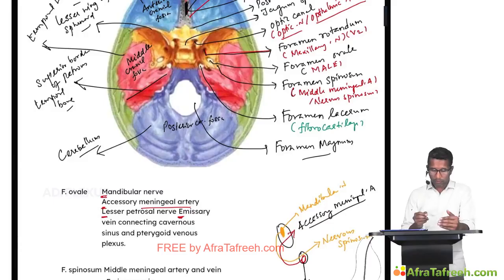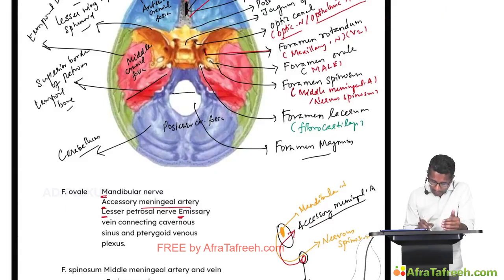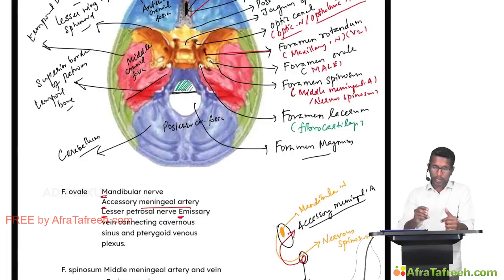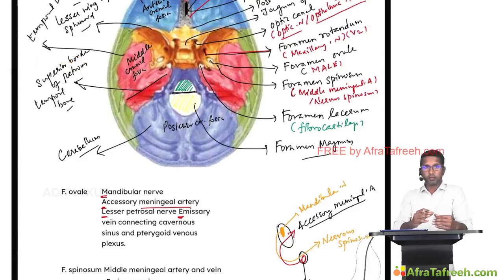If you see the foramen magnum, we divide it into two unequal halves. The anterior part is occupied by ligaments and bones, and the posterior part is occupied by nervous tissue and the vessels.